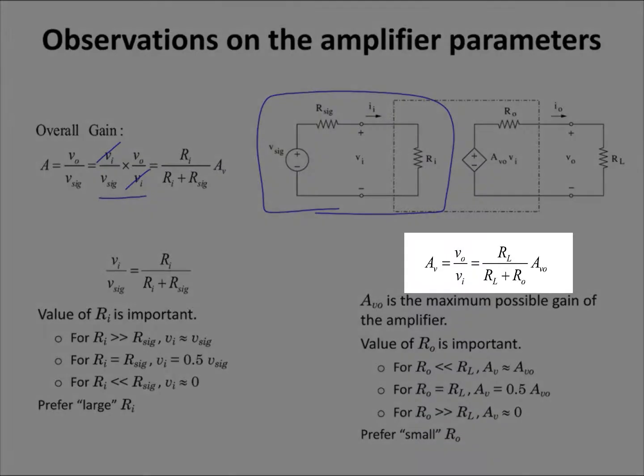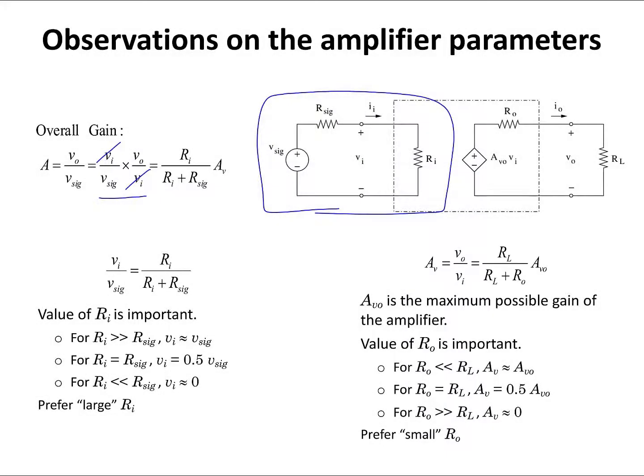Now, if you look at the expression of V out over Vi, you can see that for R out values much smaller than R load, the voltage gain of the amplifier is going to be almost equal to the open loop voltage gain. For R out equal to RL, the gain of the amplifier is going to be half of the open loop voltage gain, and for R out values much greater than RL, the gain is going to be equal to 0. So we prefer voltage amplifiers with smaller output resistances.